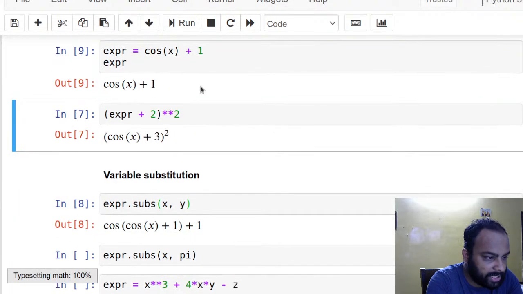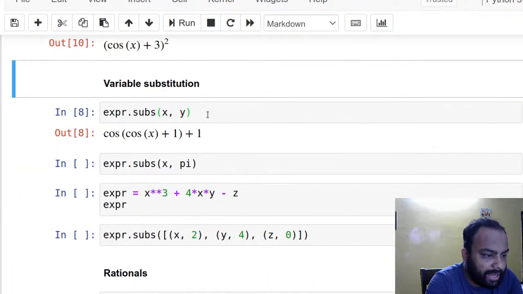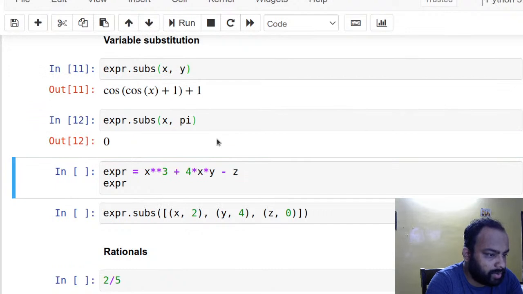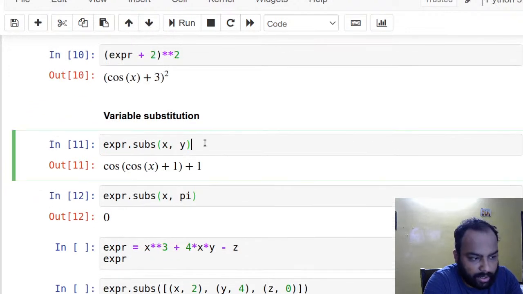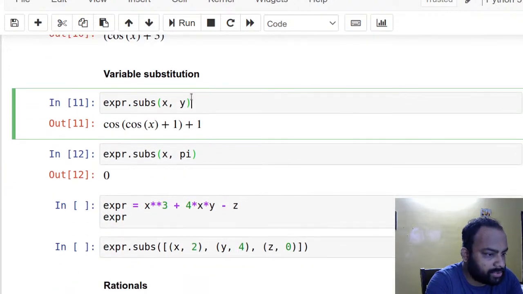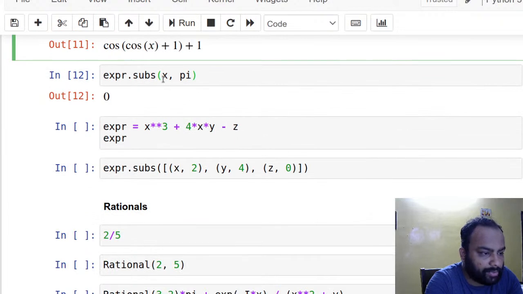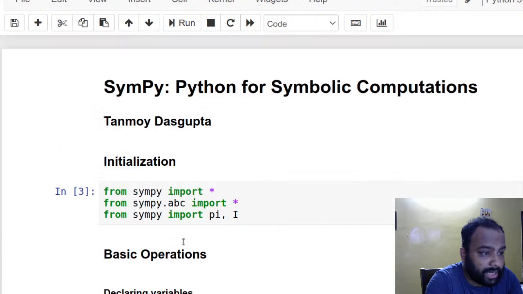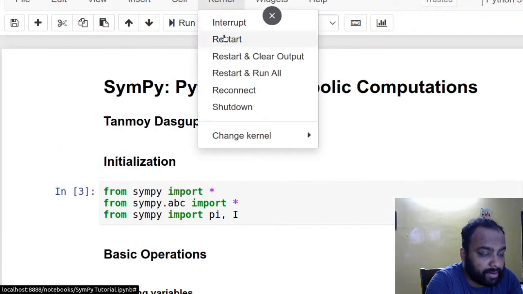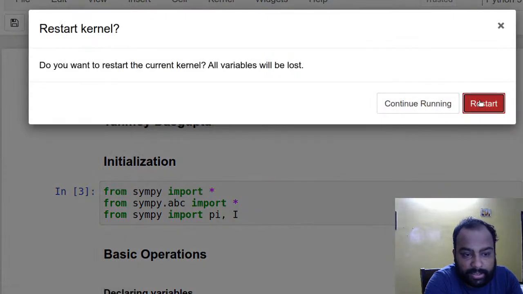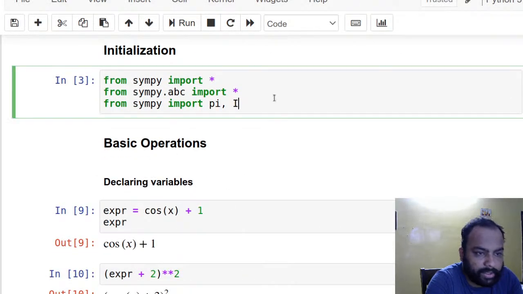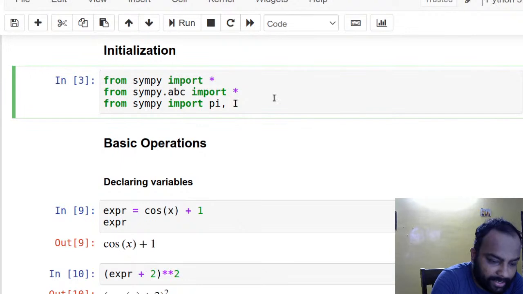Again, hold on for a second. This was the expression. And if I say this, it is not correctly working somehow. Okay, forget about this one. It's not correctly working because I just messed things up. Let me restart the kernel. So once again, let's restart.